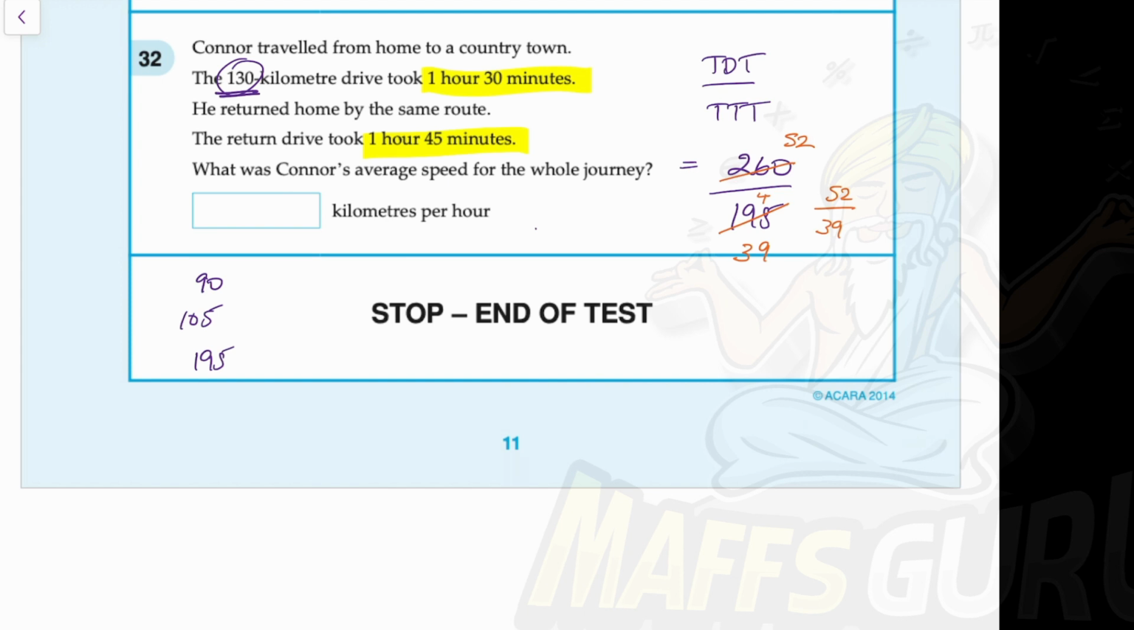13, 26, so let's just check 13, 26, 39, 52. Yep, okay, so in which case 13 goes into that 4 times and goes into that 3 times. So that's 4 on 3, but that's kilometres per minute. So what we're now going to do is multiply that by 60. The reason I'm going to multiply that by 60 is to get me into kilometers per hour. So 4/3 times 60, 3's go into there 20 times, 4 times 20 gives me 80 kilometers per hour.